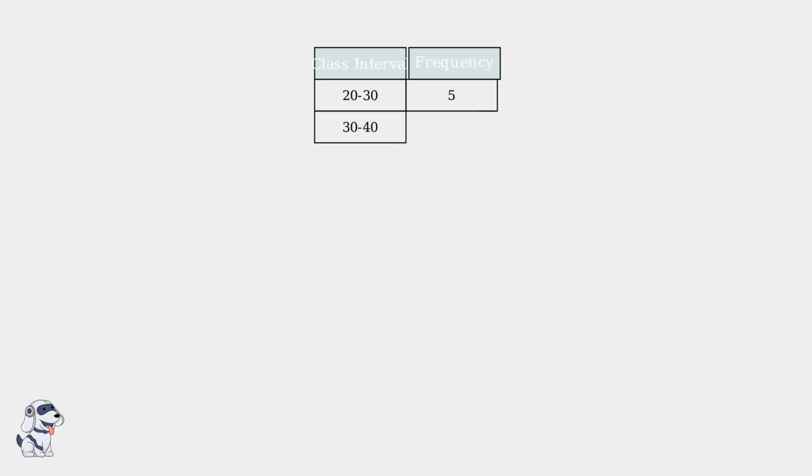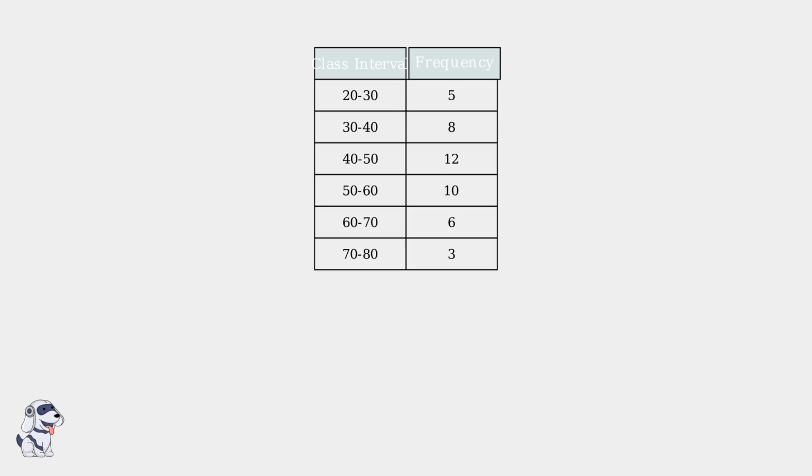Now we'll work through a complete example of calculating the mode for grouped data using our sample dataset of test scores. First, we need to identify the modal class. This is the class interval with the highest frequency. Looking at our table, we can see that the class 40 to 50 has the highest frequency of 12.